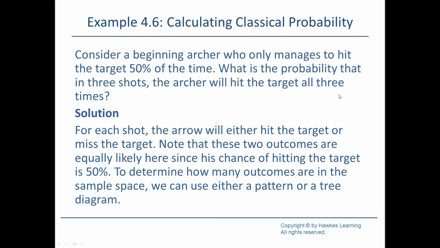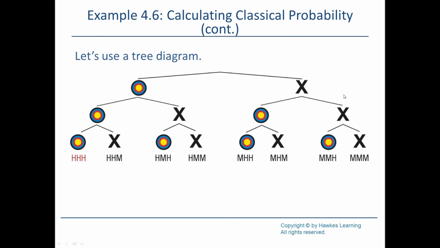Here's the tree diagram. Notice in only one of these 8 cases does she hit the target all 3 times. So it's 1/8, or 12.5%.